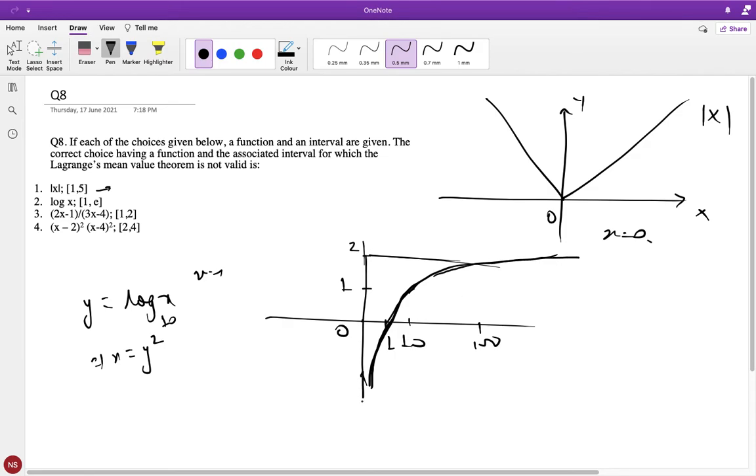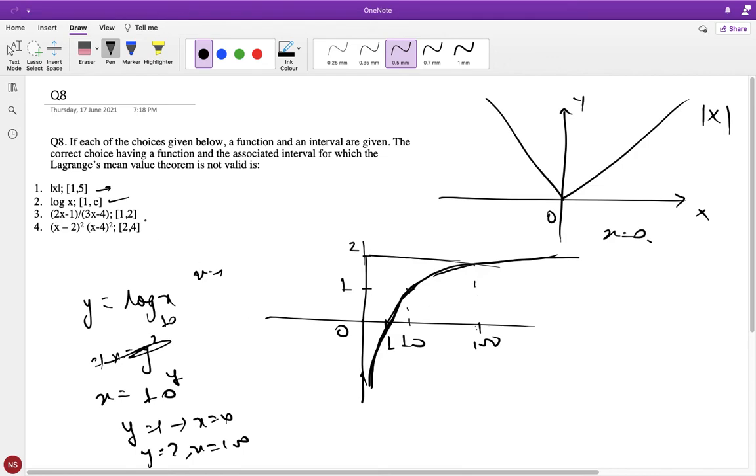It is differentiable at all the places, right? Except at x equals to 0, which is not there. So this is also done. x equals to 10 raised to the power y. So if y is 1, x is 10; y is 2, x is 100. So this is the curve.